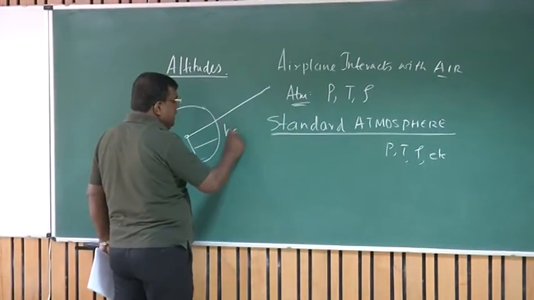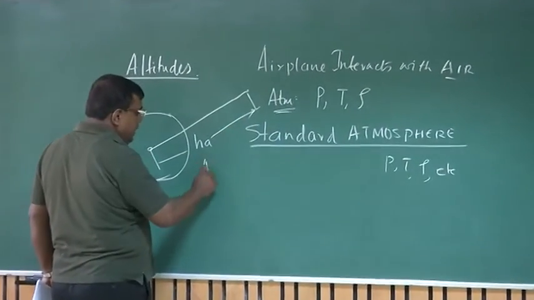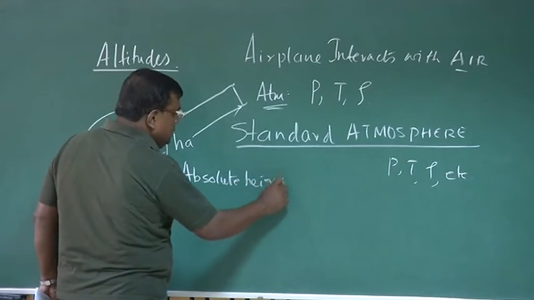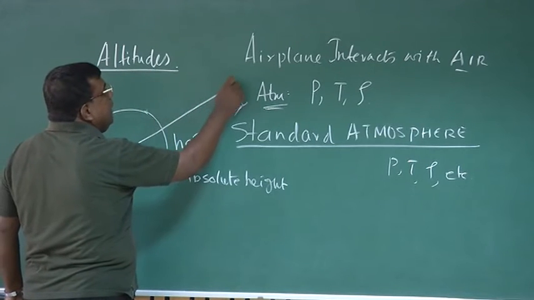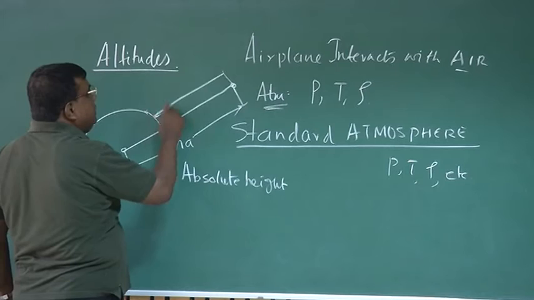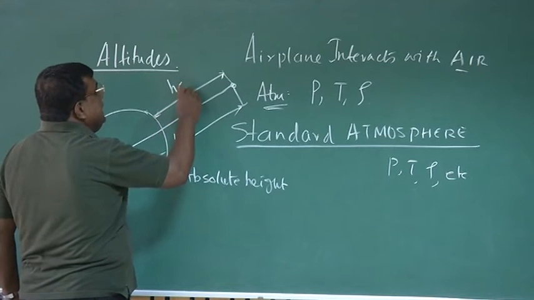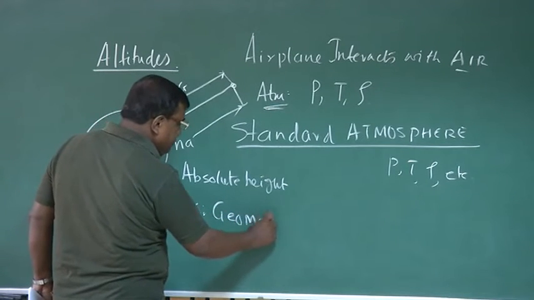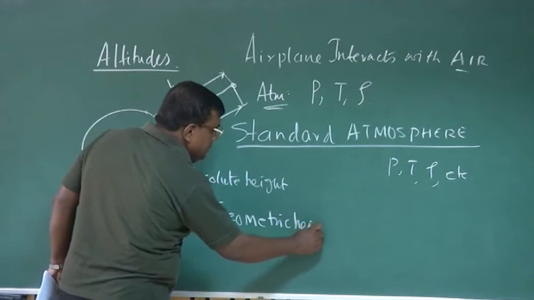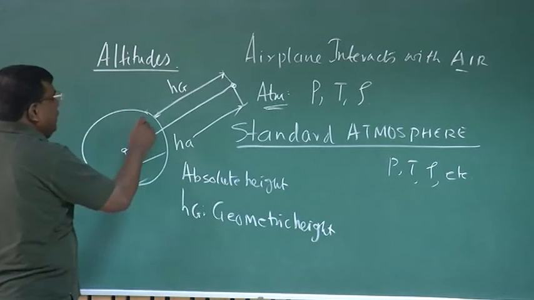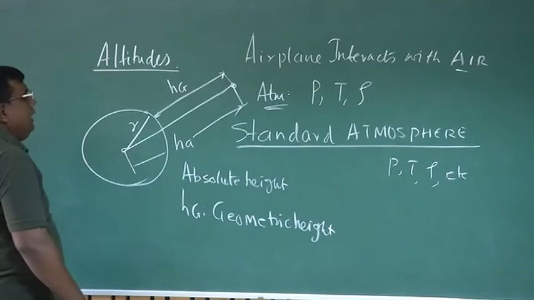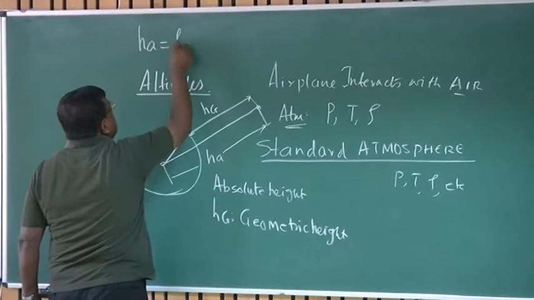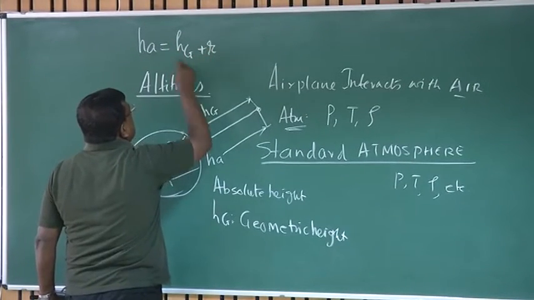One is HA, which we call absolute height. And we'll also define a height with respect to the Earth's surface, hg, we'll say geometric height. And if I call small r as the radius of the Earth, then it is very simple to see HA is equal to hg plus radius of Earth, right?